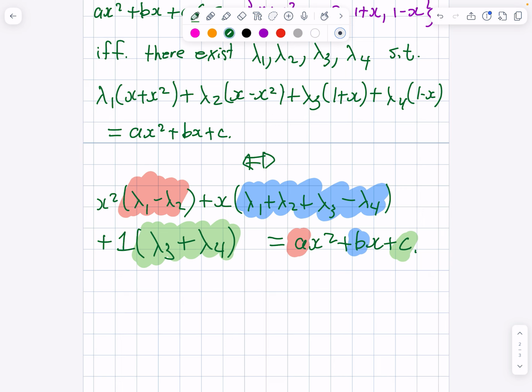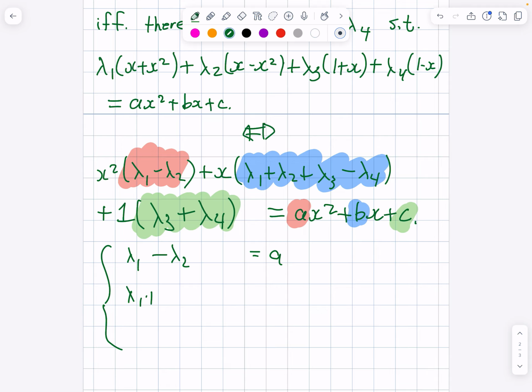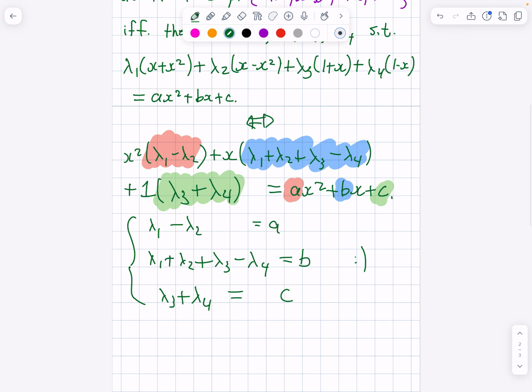Let's just write down the system. Our first equation, referring to the x squared terms, is lambda 1 minus lambda 2 equals a. Our second equation is lambda 1 plus lambda 2 plus lambda 3 minus lambda 4 is equal to b. And finally our last equation is lambda 3 plus lambda 4 is equal to c. Okay, so we have a system of equations, and now we just row reduce.